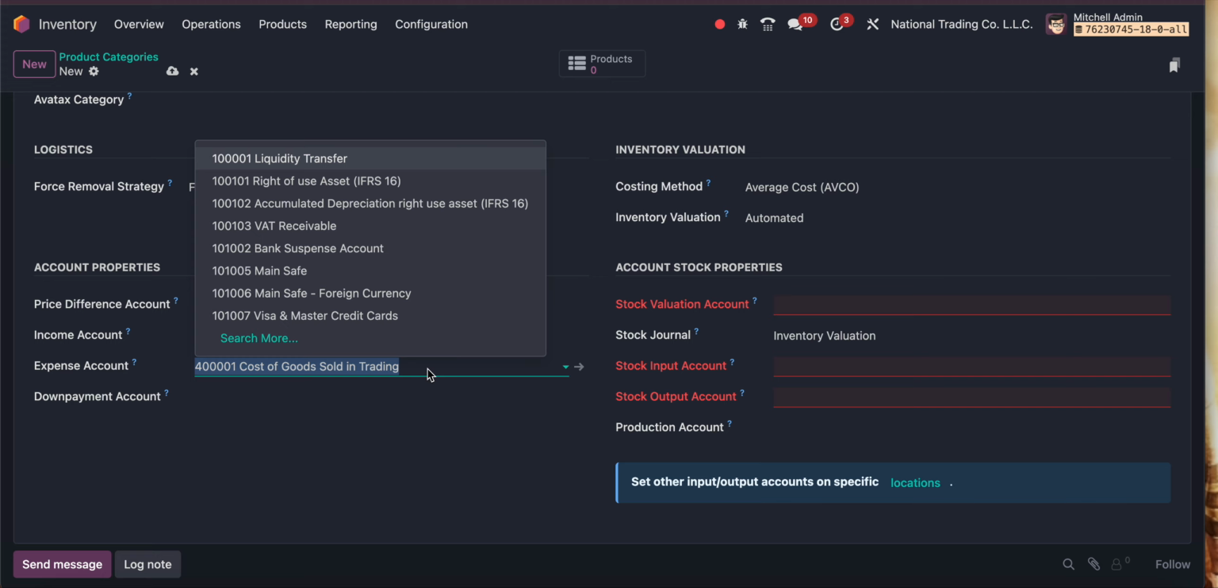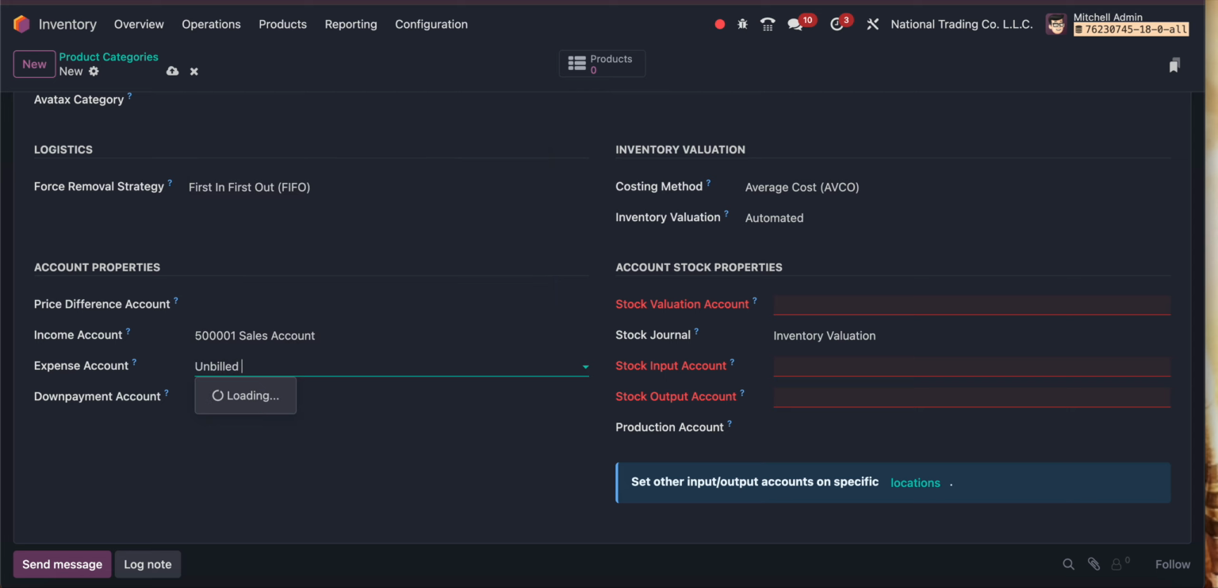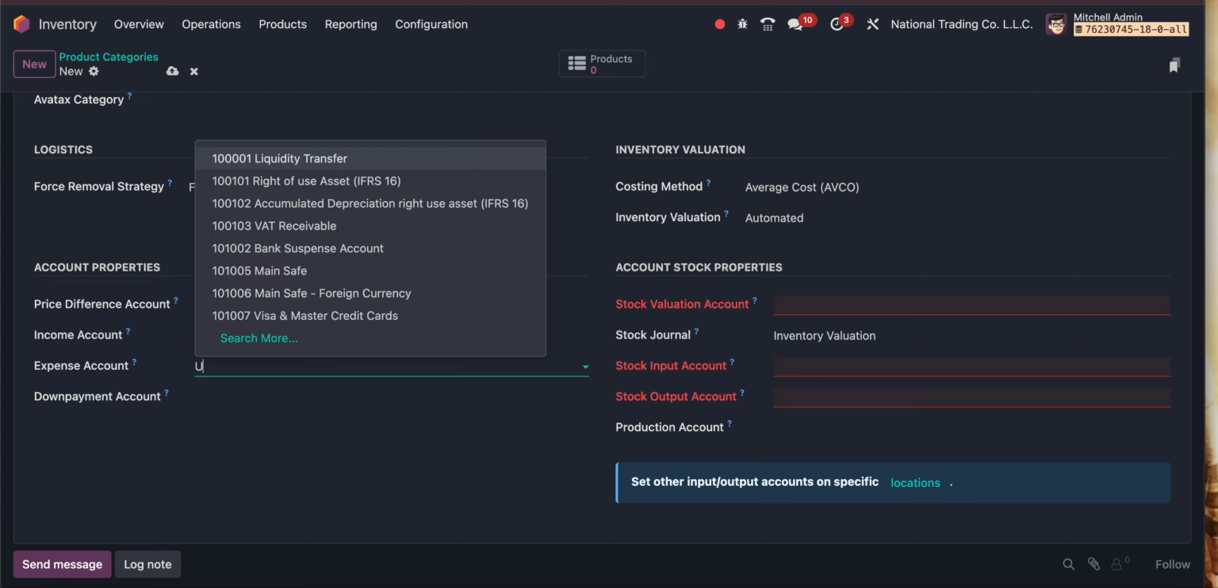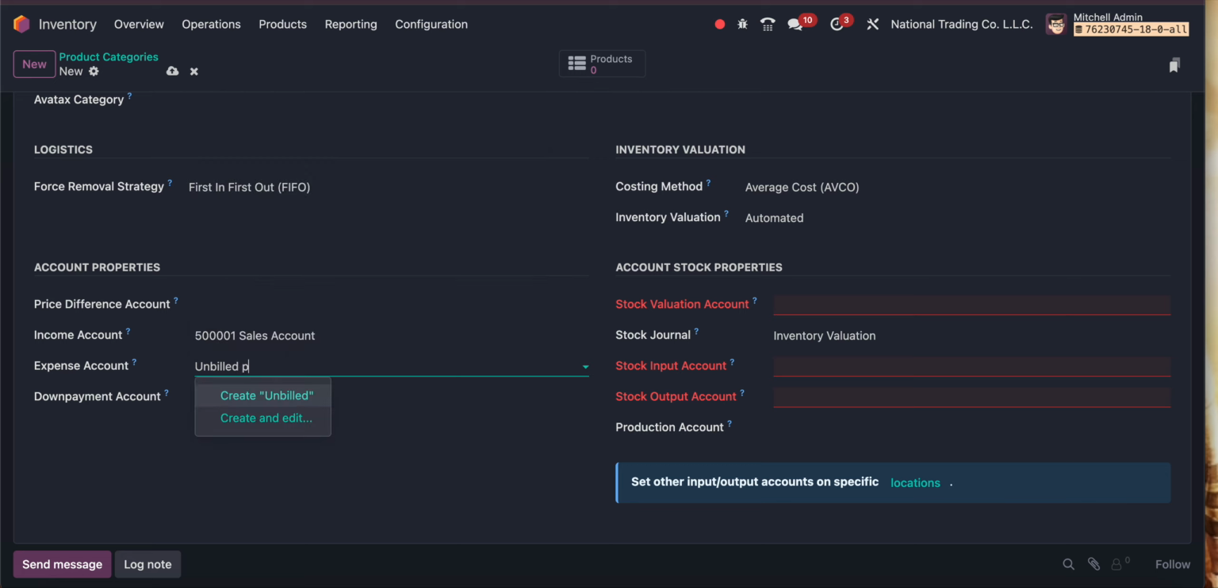Okay, so expense account, I would like to map here the account that will be debited when you validate the vendor bill for the purchase. So I would like to map here an account called unbilled purchase account. Or else, if you have already in the chart of accounts an account called stock interim, you shall map that particular account. But I currently don't have such an account, so I give an account over here called unbilled purchases account. Okay, such an account is not there in the chart of accounts, so I just create it.